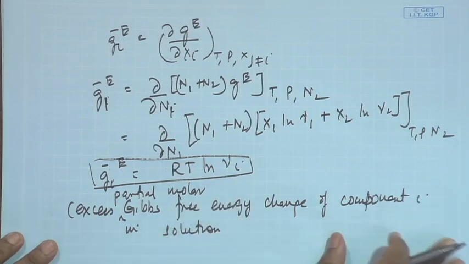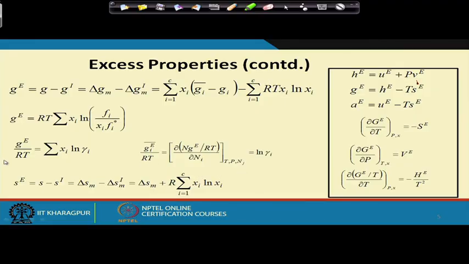Agreed? So, therefore, we find that we have come across these two equations which I have already written down here. If you observe, the molar excess Gibbs free energy of the solution is given in terms of composition and activity coefficient by this equation, and the partial molar excess Gibbs free energy change of component i in solution is nothing but equal to RT ln of gamma i, right. So, therefore, this should be one particular way of finding out gamma i.